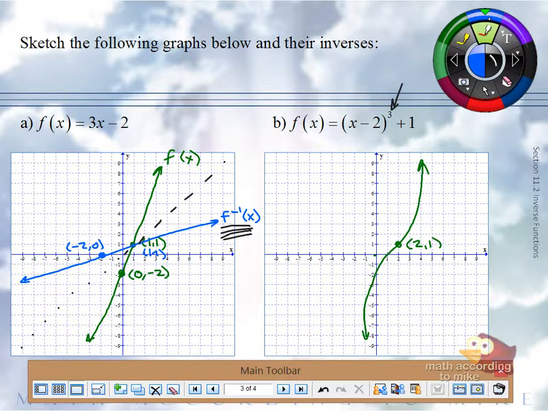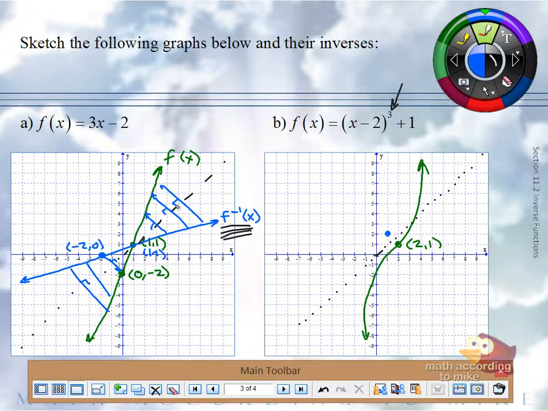So, I want you to try to sketch the inverse. If the original function goes through 2, 1, then the inverse is going to go through 1, 2. Also, if you need to, draw on the line y equals x. And use that as a mirror image.